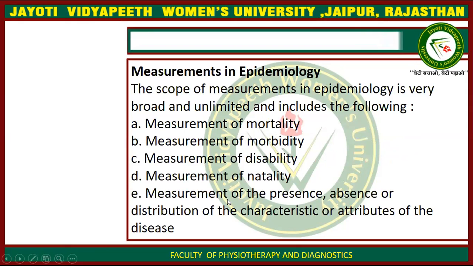Next topic is measurement in epidemiology. The scope of measurement in epidemiology is broad and almost unlimited, and includes the following. First is measurement of mortality, second is measurement of morbidity, next measurement of disability, next measurement of natality, and next is measurement of the presence, absence, or distribution of characteristics and attributes of the disease.